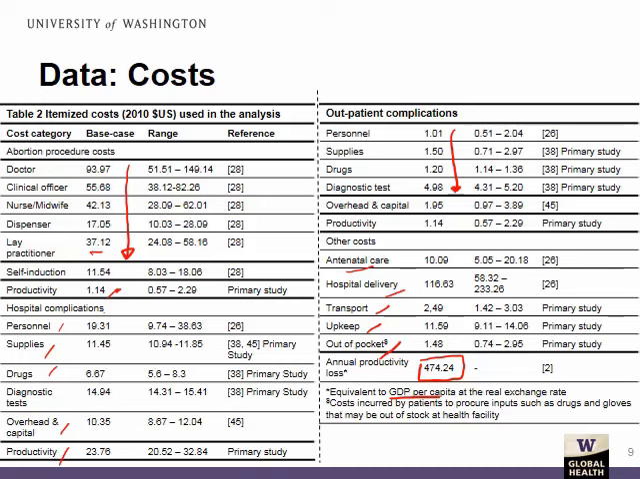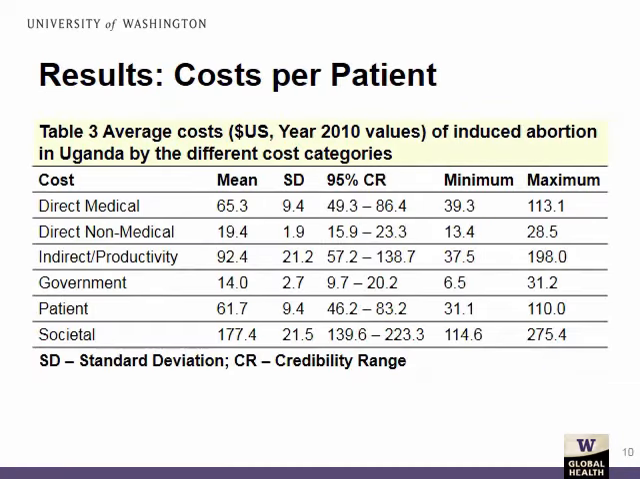So here are the results. This was the average costs in 2010 dollars of induced abortion by different cost categories. So for direct medical, you had 65, direct non-medical 19, productivity losses 92, government 14, patient 61, and the societal cost was $177. So this was the estimate of the cost of a single abortion, the mean cost of an abortion in Uganda. And in the scenario analysis, the minimum cost is about $115 and the maximum would be about $275.